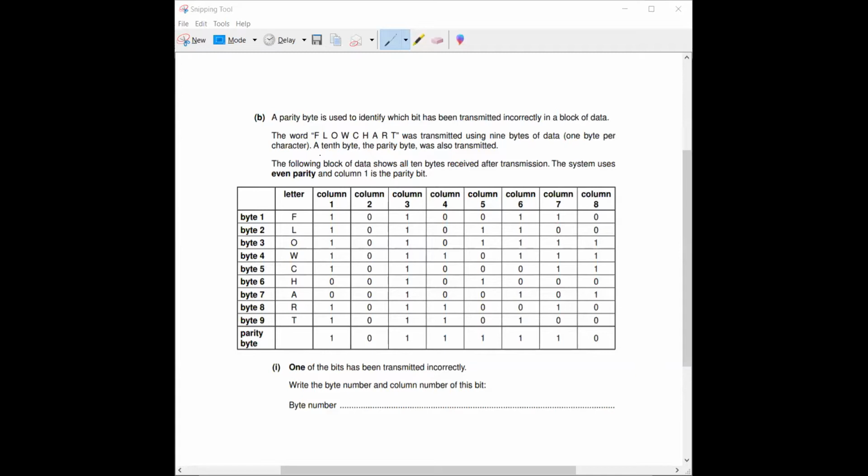So they are telling a flowchart, the word is transmitting, right? And they are using even parity. In the question they have given that they are using even parity. So this is the parity byte. The parity byte is sent, not only a bit. Since it is a big word, we are sending that, right? So you have to find out where the error is.